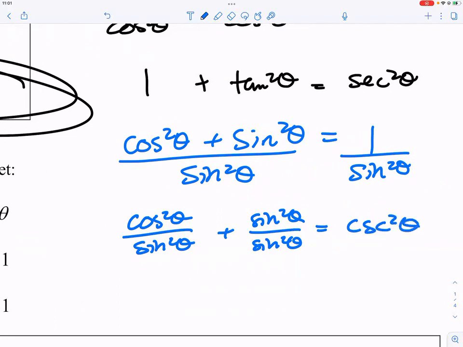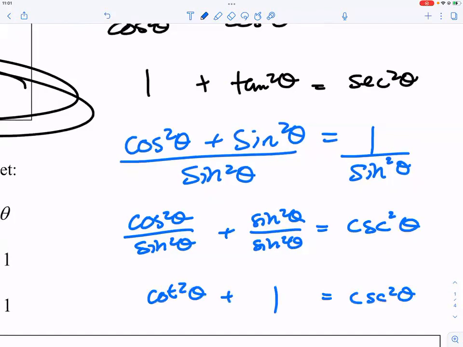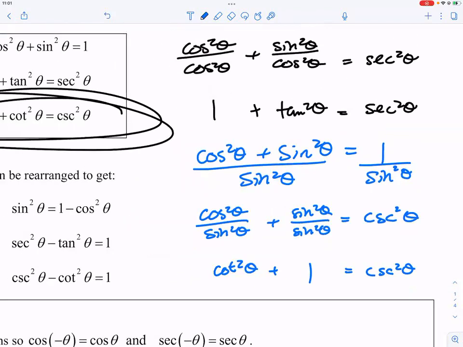cosecant square theta. And by the way, I want to make sure that my square is looking like a square more than just a coefficient 2. Okay. And then cosine square theta over sine square theta is equal to cotangent square theta. And then sine square theta over sine square theta is equal to 1. Can you see how the third identity comes to life?